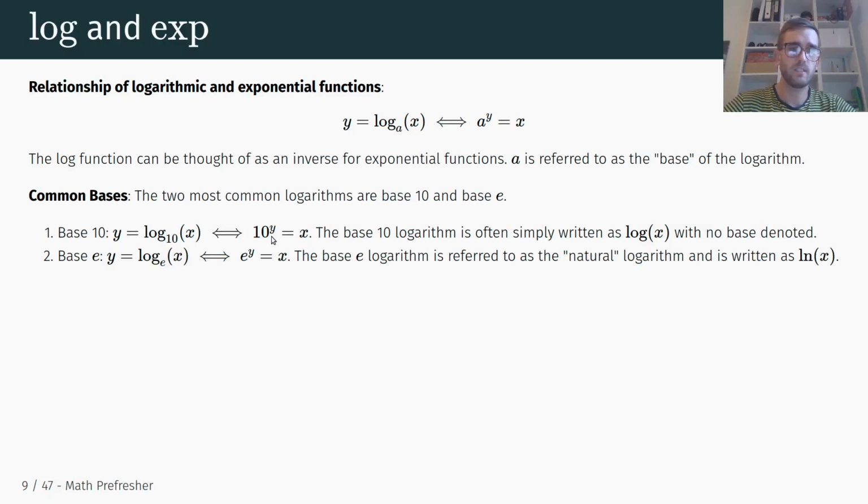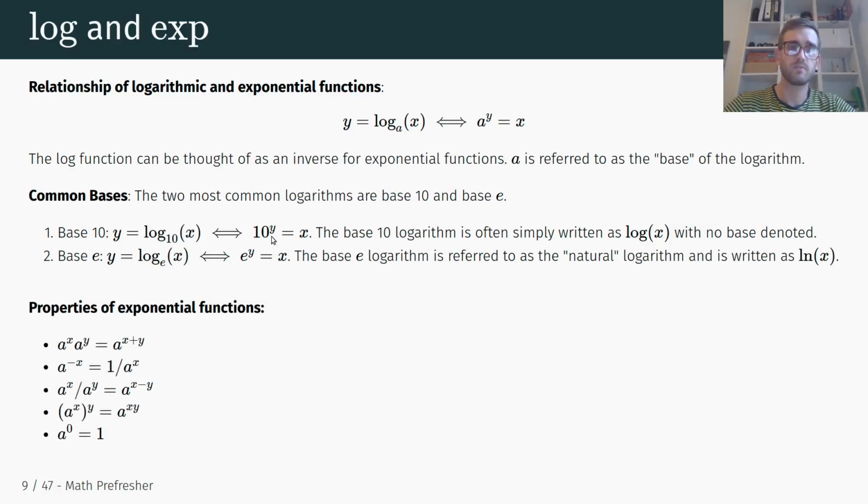More common in the applications that we will talk about throughout the semester is the natural logarithm with base e. So e is here, as I said, Euler's number, and it is often written as ln x, but depending on the book and depending on what kind of notation is used, what we often see is that log x is also used to denote the natural logarithm, especially in some statistics books.